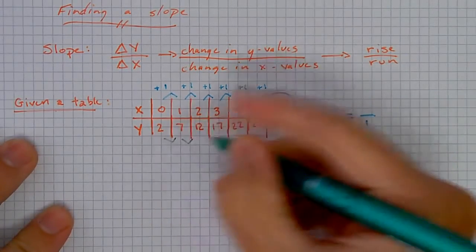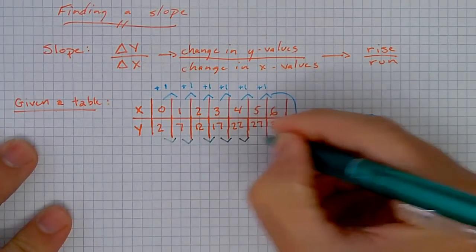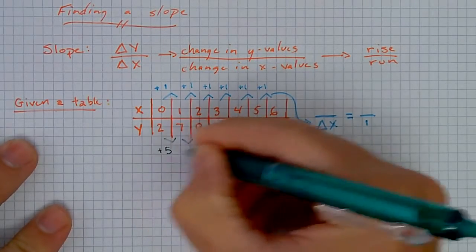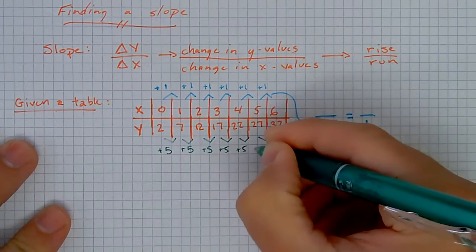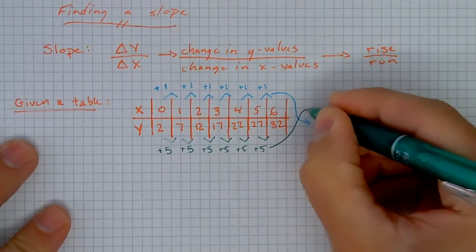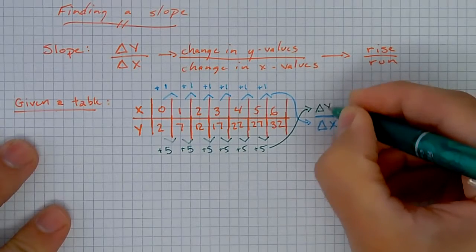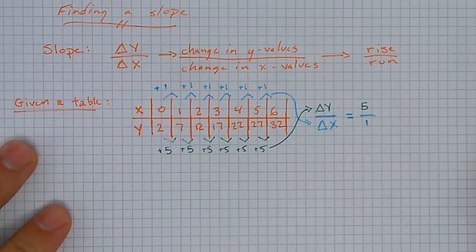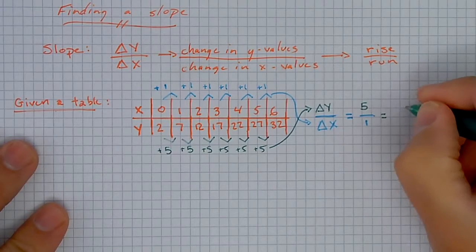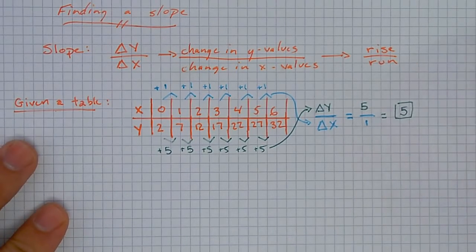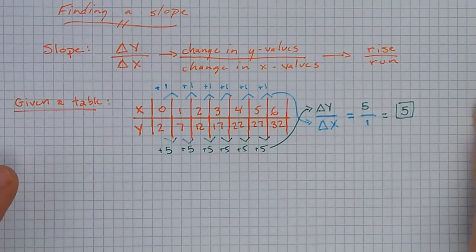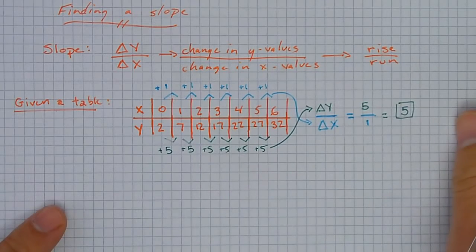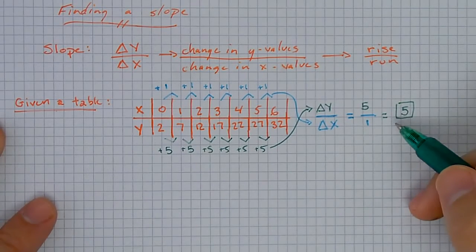Our change in y values are going to go on top. So we do the same thing. We're looking for what are we doing each time? We are adding 5. So +5 across the board on the table. That's our change in y values. So our slope for this specific table would just be 5.